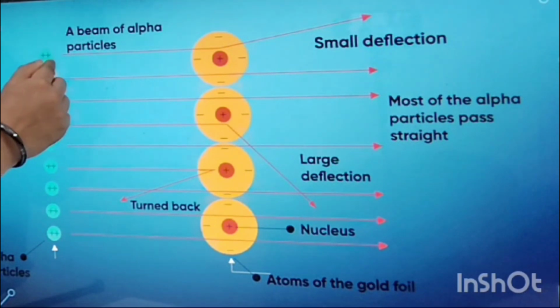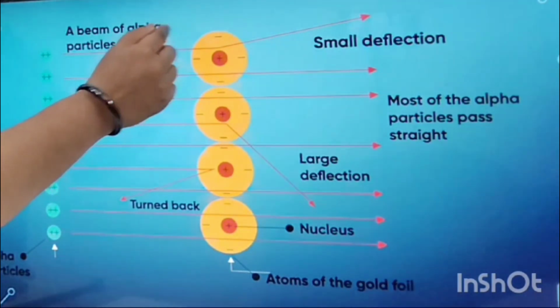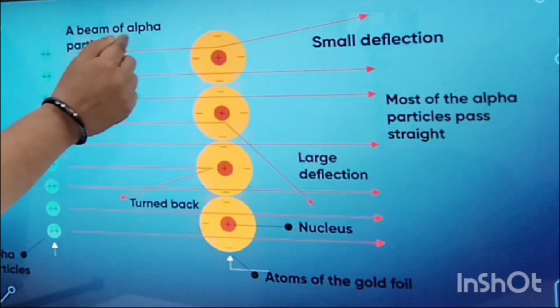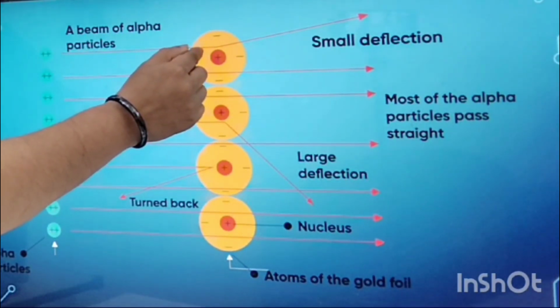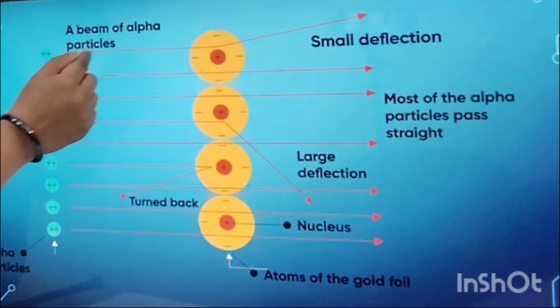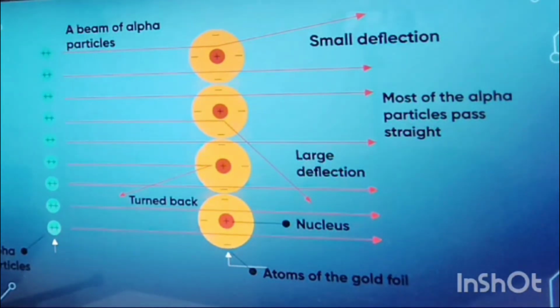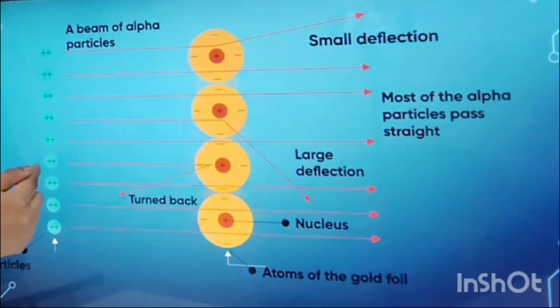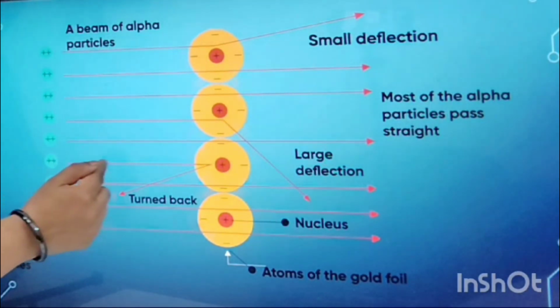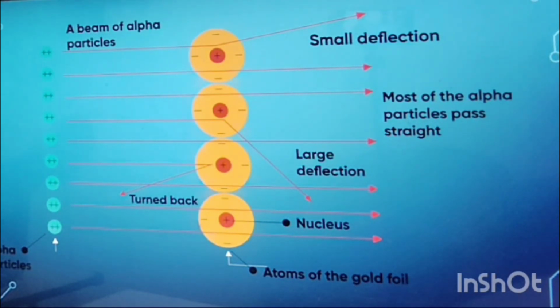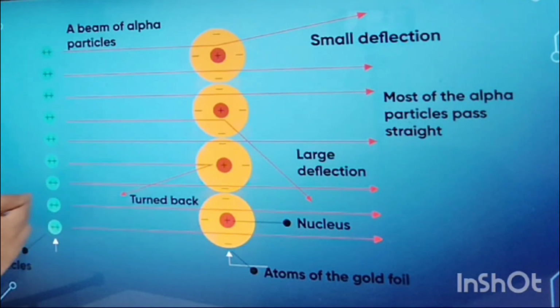And some got deflected by large angle, some by small angle. That means when a positively charged body goes near the positively charged body in the atom, it shows deflection. And that proves that some positively charged body is present inside the atom. And very few got turned back. What this proves is that the size of the positively charged body is very small. That's why very few turned back.